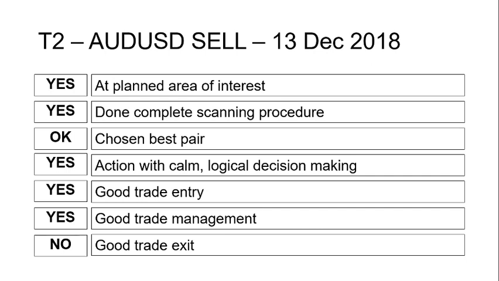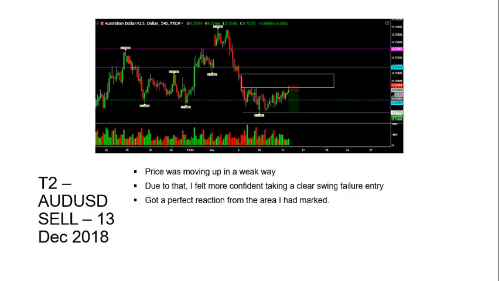In this one, I thought it was a pretty well planned trade and well executed trade for the most part, with a bit of a slip up later on. So price was reacting in a very weak way, and I had marked this area of reaction, so I would only be interested if price reaches this box for the sell down. So due to this weaker move up, I felt a lot more confident taking the first instances of swing failure. I did not need to wait for any further rollover due to this weaker move up by the buyers, right? So I got a perfect reaction.